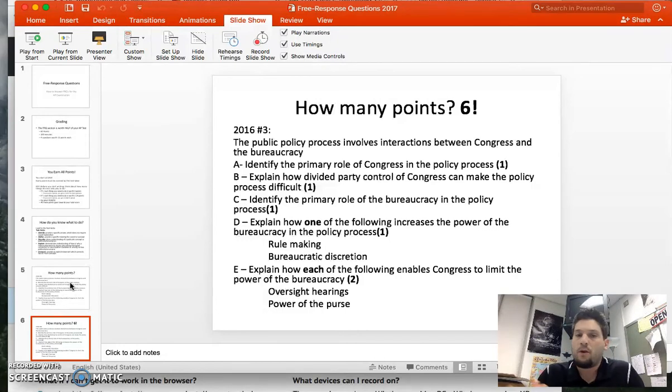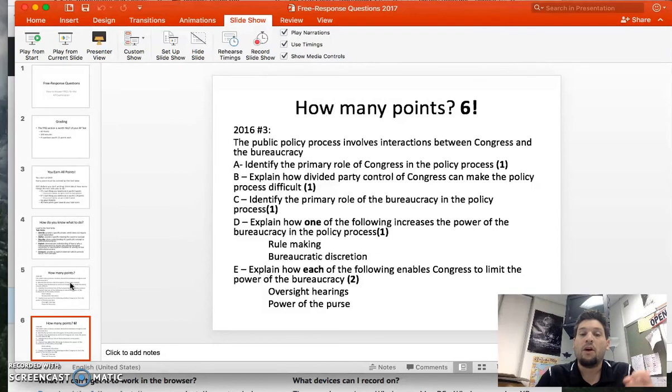do. In A, you have to identify the role of Congress in policy. B, you have to explain how divided government could lead that to being difficult. One thing. C, you're identifying the role of bureaucracy in the policy process. D, you get to choose either rulemaking or bureaucratic discretion and tie that into bureaucracy and policy. But then E is worth 2 points because you have to do that for each of those.